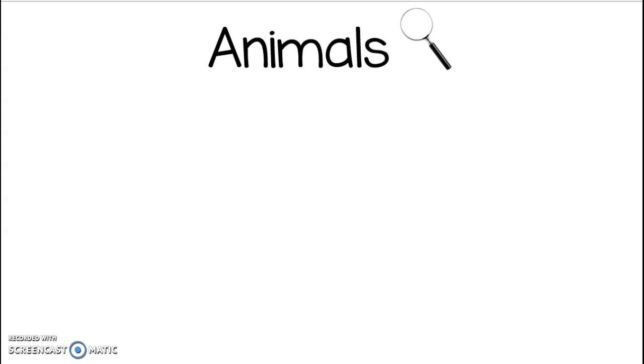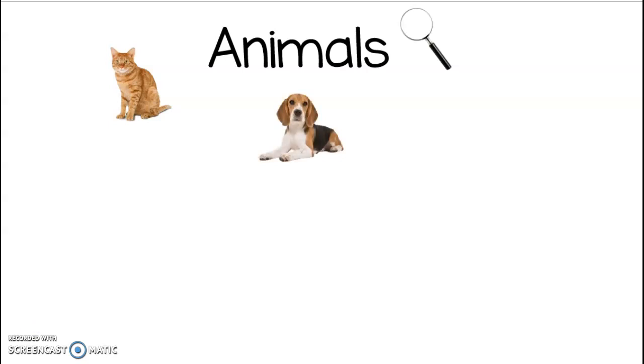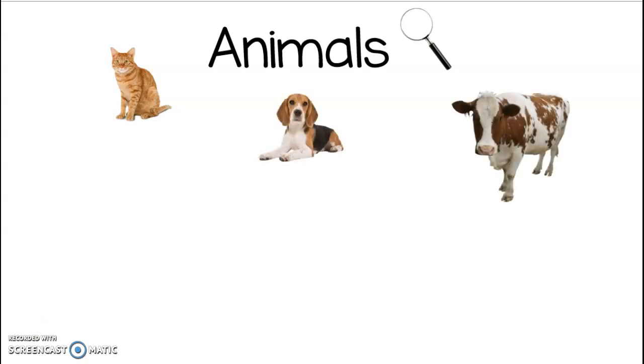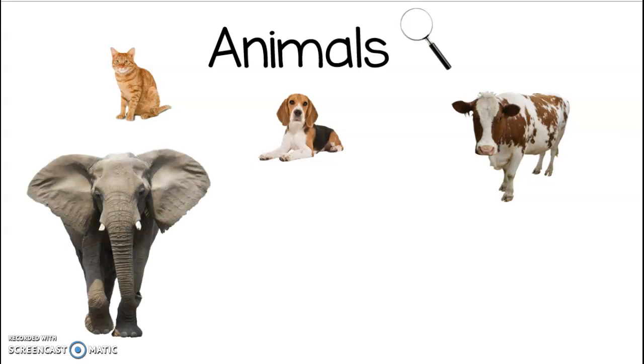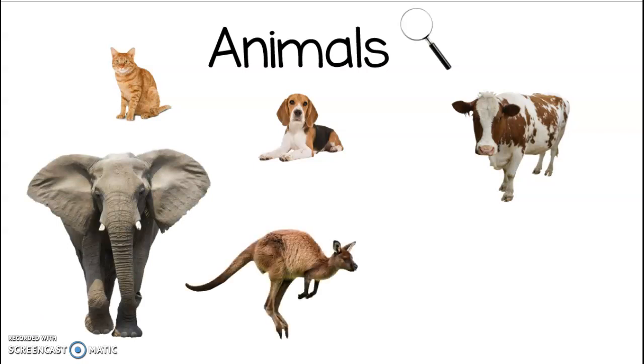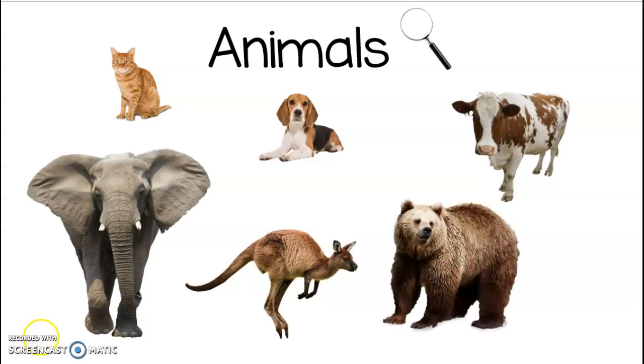So first, let's think of some animals. Let's see. I know there's cats. I could write about that. I could write about dogs. We could even write about a cow or an elephant, a kangaroo, or even a bear. And there's tons of other animals we could write about. But let's just look at these. Now we need to look closer at some because that's a lot of animals to write about. So we need to pick 3. Let's just pick 3 animals that we want to write about.